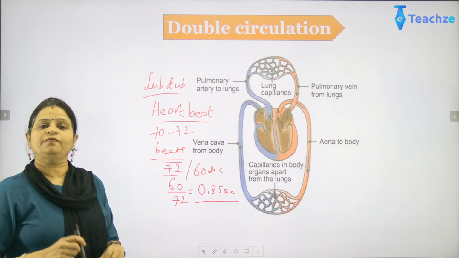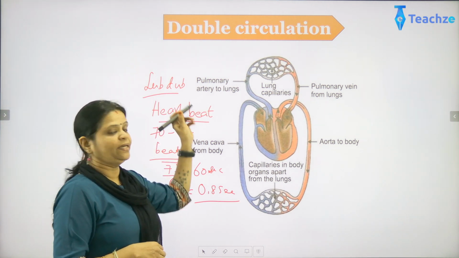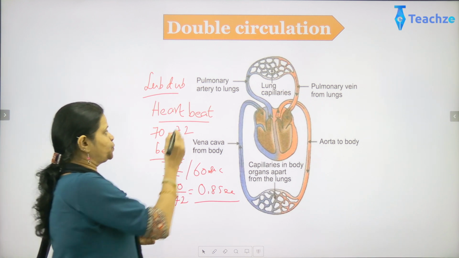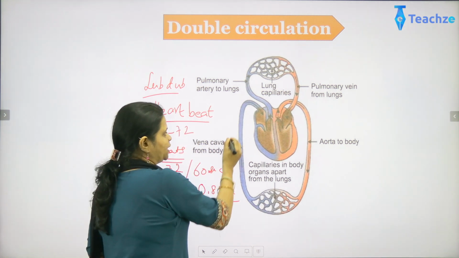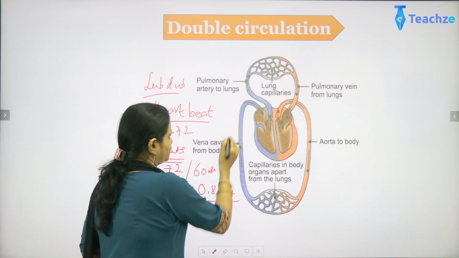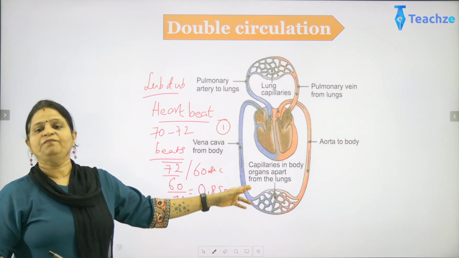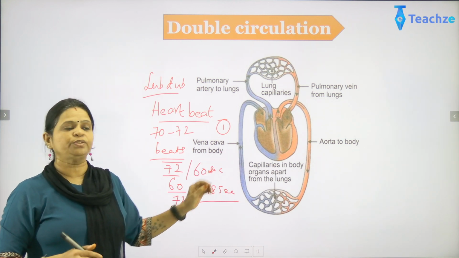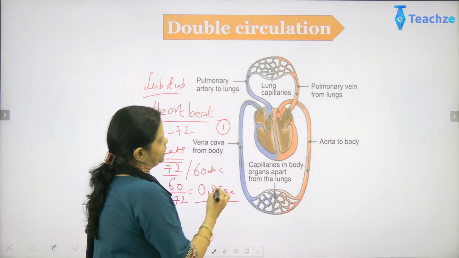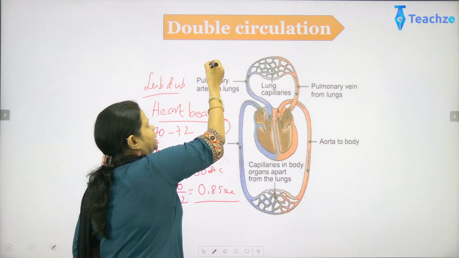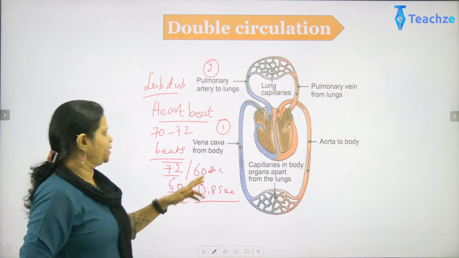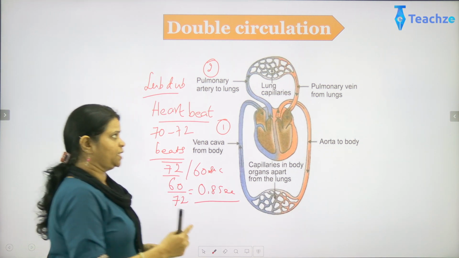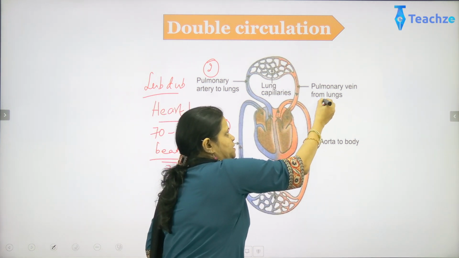When we talk about the flow of the blood, we said the blood enters the right atrium by means of the vena cava. So the vena cava will be number one. And the blood from the ventricle, that is the right side, we understood that it moves out towards the lungs through the pulmonary artery. That will be the second one. And the blood enters through the pulmonary vein from the lungs towards the left side. That will be the third step.